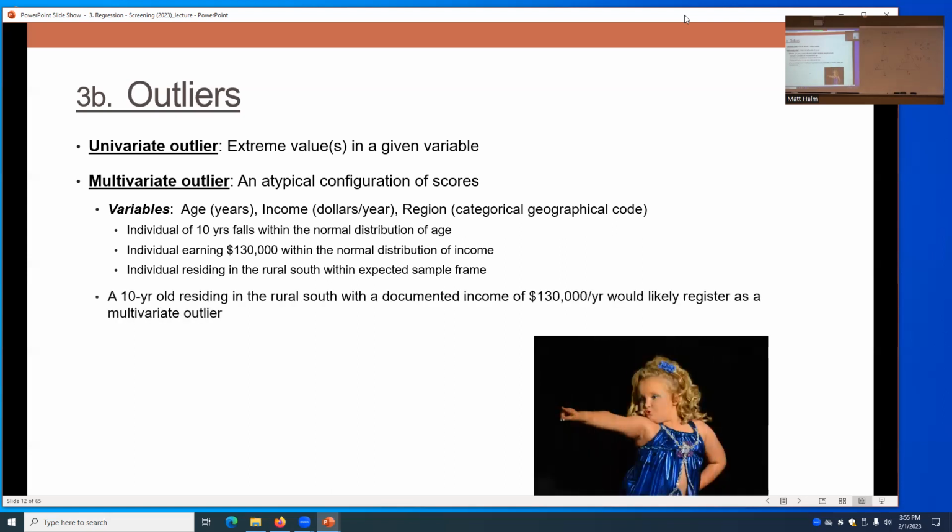But then what if I add them all together, right? Now I've got a 10-year-old in the rural South with a documented income of $130,000. Now all of a sudden you've got something, because you've got a configuration of scores that's weird, and it doesn't make sense given what's typical of the whole sample. So what we've got is a collection of scores, a multivariate outlier, right? Individually, there's nothing wrong with this, but if we put it all together, we've got a strange configuration of scores that can start to do weird things to our model, okay?